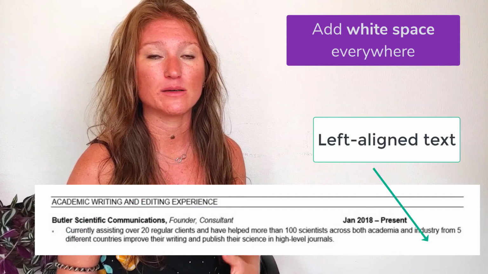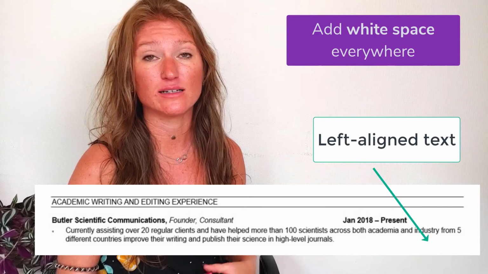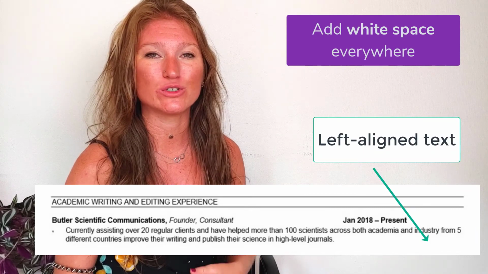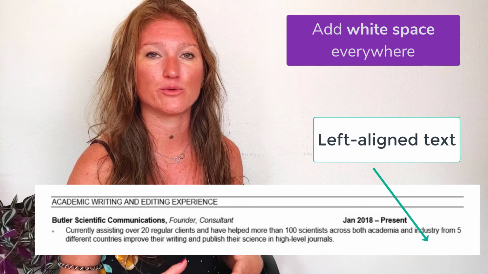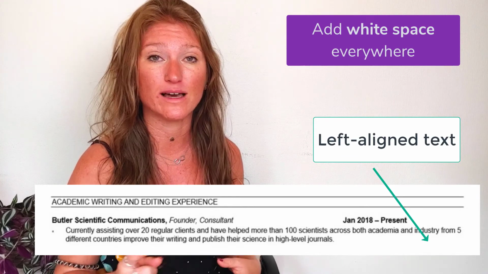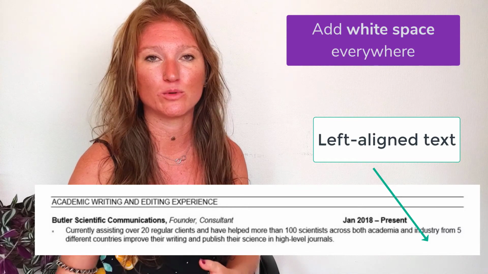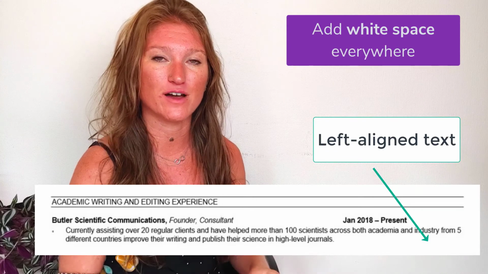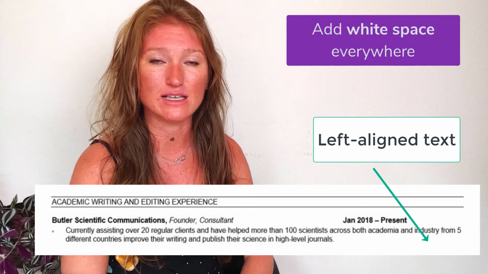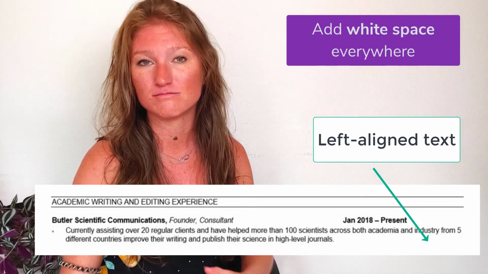And then finally, keeping your text left aligned instead of justified is also going to help give you a bit of white space at the end of the lines. That's just going to help the reader's eyes move from one line to the next, which helps people who are rapidly skimming information to stick with their lines, find out where they are, and it just makes it easier to read in that sense. So you don't need to justify your CV.